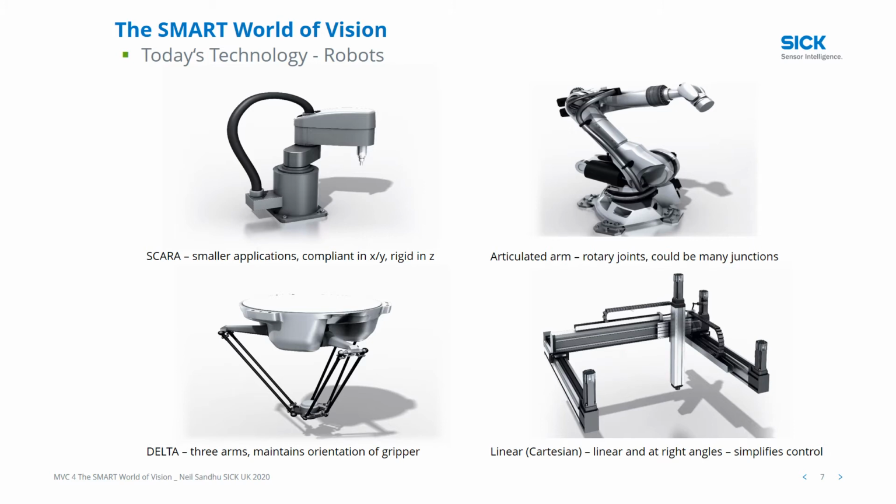And then another example is the linear type of robot, where typically it's like a slide on an XY frame. It's all at right angles. It does make things a lot easier in terms of moving around and looking at the programming side of the movement of this type of robot in terms of its motion.